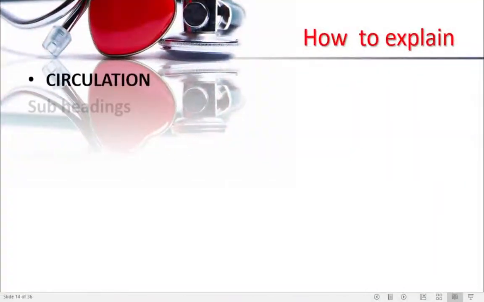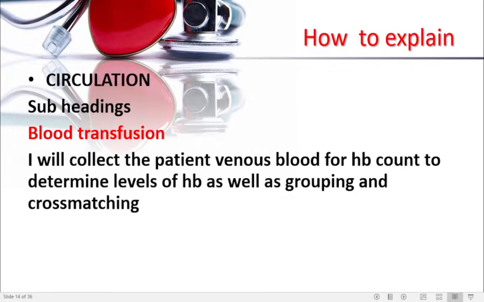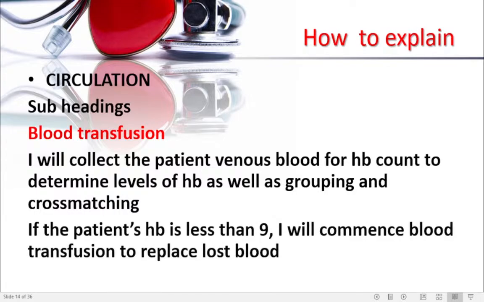Then we go to subheading number 2, blood transfusion. So this patient is losing both fluids, but the fluid is bloody, meaning that the patient is going into a state of hemolytic anemia. So blood transfusion. So I will collect the patient's venous blood for HB count to determine levels of HB as well as grouping and cross-matching. Then if the patient's HB is less than 9, I will commence blood transfusion to replace the lost blood.